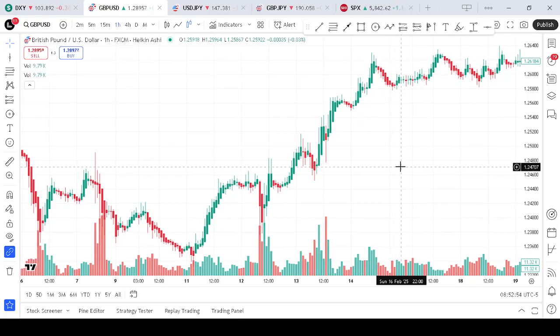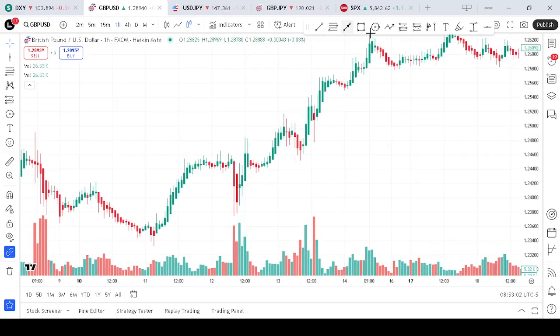To start, you need to identify the right entry point. You have to look for pullbacks in trend. As you can see, this trend is trending to the upside, and we have to look out for pullbacks.